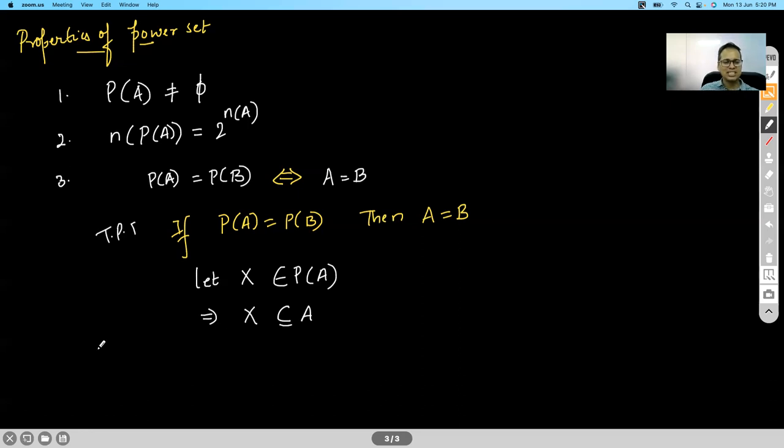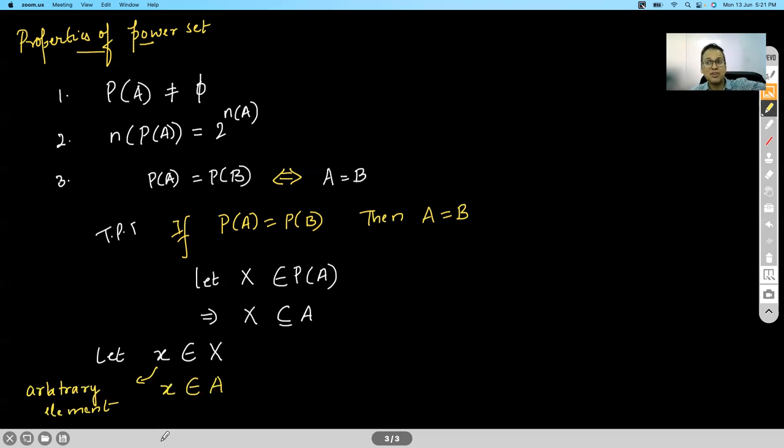Now let's say there is an arbitrary element X which belongs to this set capital X. So what I've done is taken some arbitrary element which comes from the set capital X. Now can I say, if this arbitrary element has come from the set capital X, it means this arbitrary element should have been in your set A, correct? Because it has come from a subset of A. So that element is definitely an element of A also. Then only it got its entry into one of the subsets, no?